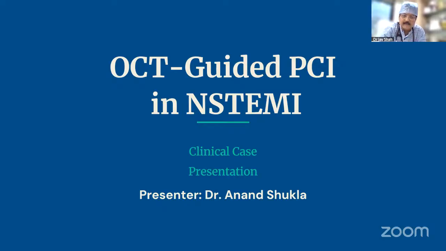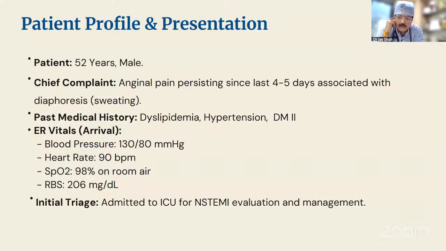So with that, let me start with the case of OCT guided PCI in non-ST elevation MI, presenting a case of a 52-year-old male who presented with anginal pain persisting for the last 4 to 5 days, associated with profuse sweating, with a history of type 2 diabetes for 5 years, hypertension for 11 years, and dyslipidemia. At the time of admission, the patient's blood pressure was 130/80, heart rate 90, saturation 98%, RBS 206. ECG was showing changes pertaining to non-ST elevation MI, because this is the ECG.